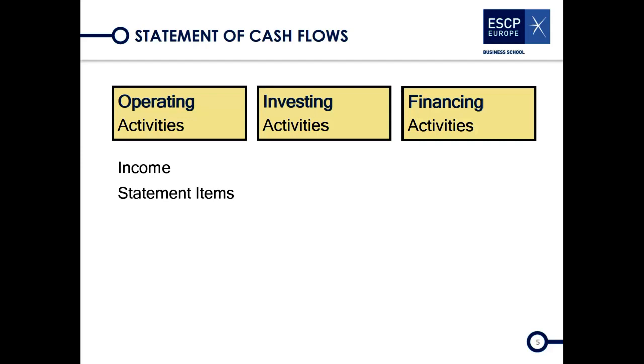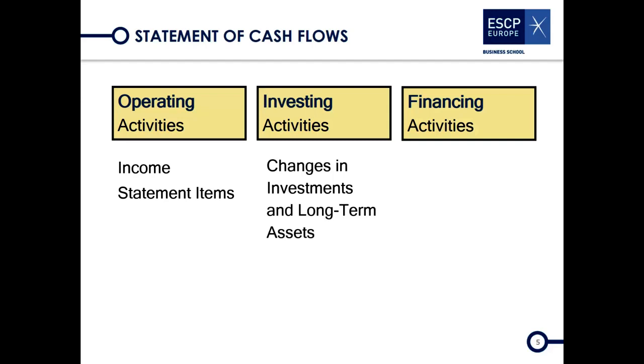So what you find here greatly resembles what you find in the income statement. It deals with sales revenue that was collected in cash. It deals with payments that you make to suppliers. This is what you find here. So it closely resembles the income statement.